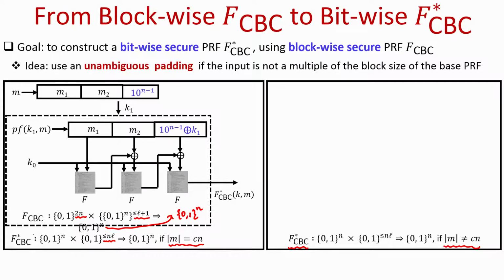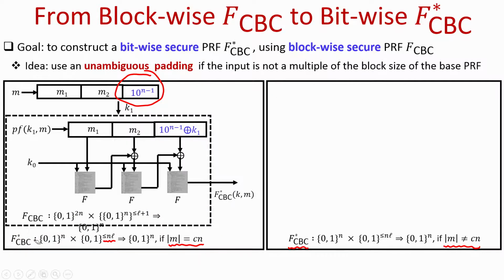If you see the outer view of the PRF F star that we are going to construct here, it could take an input of size nL bits, right. In this case, if my input already is a multiple of n, it could have up to L number of blocks. But if you see the inner invocation of the blockwise fully secure PRF, it could take up to L plus 1 blocks of size little n bits. Now, you might be wondering why this additional 1 block? This additional 1 block might come if your message is already a multiple of n, in which case you need to add a full dummy new block of n bits.